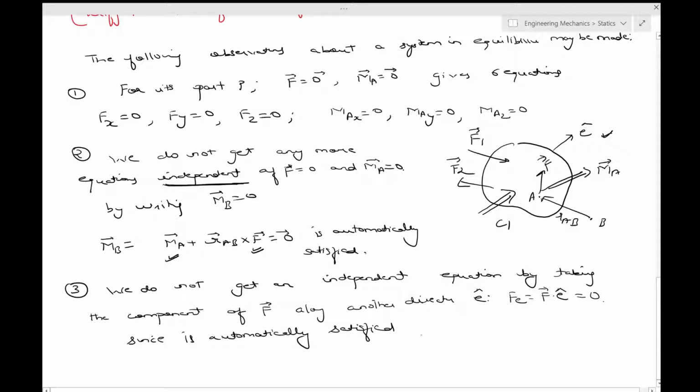Okay, why? Because if F is equal to 0, then there's no point in taking its projection along any direction. Okay, fine.